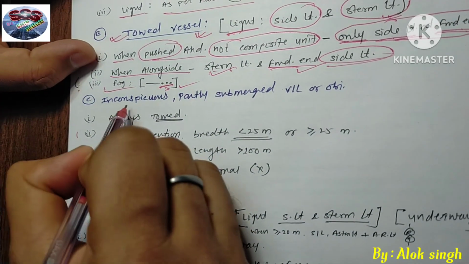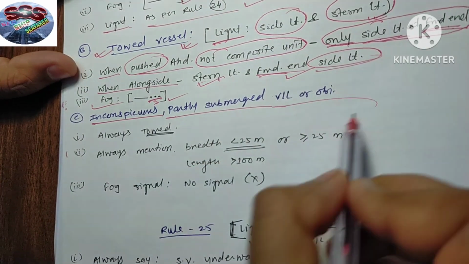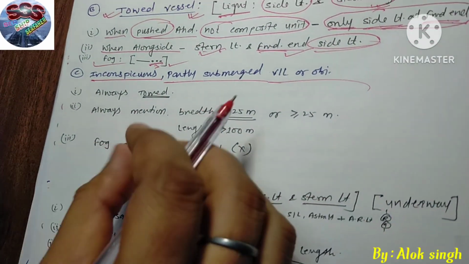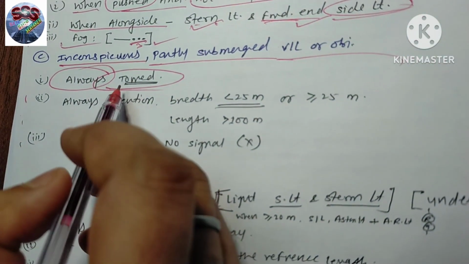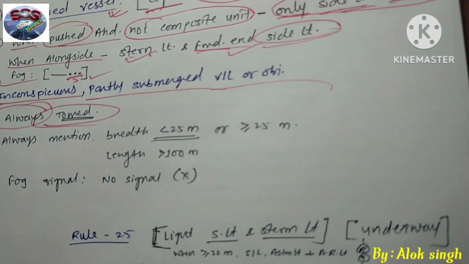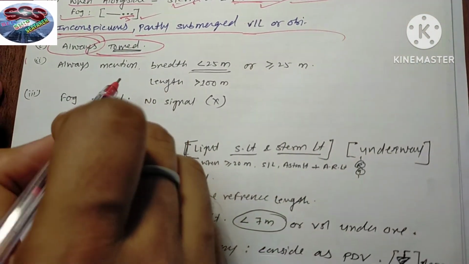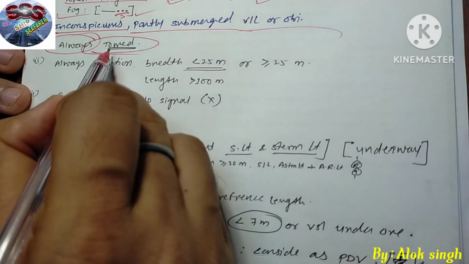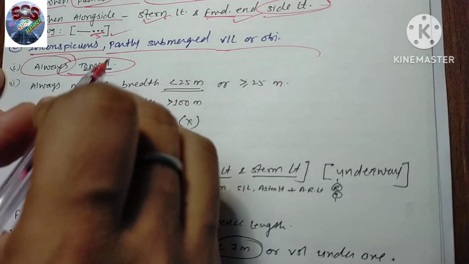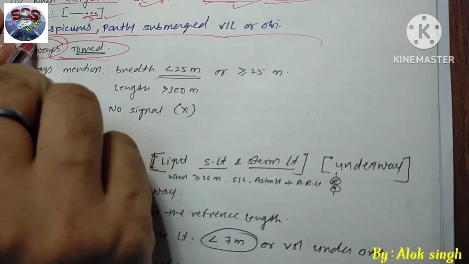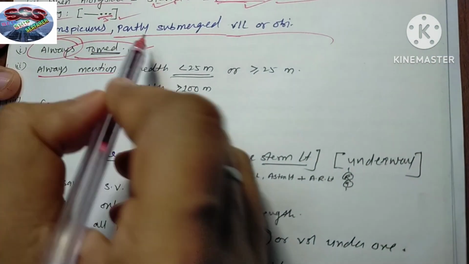So just memorize this. Another one, in this vessel only: inconspicuous, partly submerged vessel or object being towed. We always have to mention "towed", because this vessel is not self-propelled, so it is towed only. As per the location of the towing vessel, we have to identify the card, but at the same time there should be no difference, meaning there is no confusion with this vessel. Whenever you see this, it must be towed. Always mention it whenever you see this card.